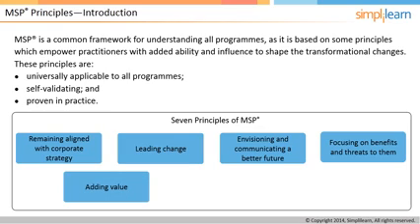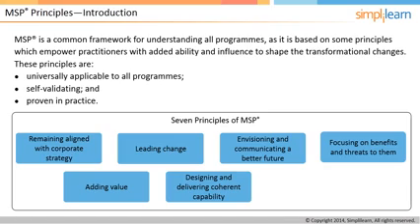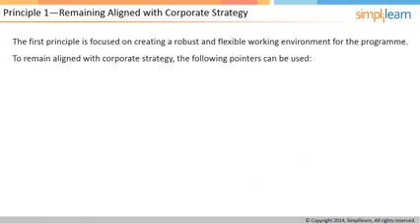The fifth principle is adding value, which means that the program should add value to the organization. The sixth principle is designing and delivering a coherent capability. This principle focuses on delivering a capability that is useful and in sync with the program objectives. The last principle is learning from experience, which tells us not to repeat the mistakes that might affect the success of the program. We will now discuss these principles in detail. Let us begin with the first principle in the next screen.